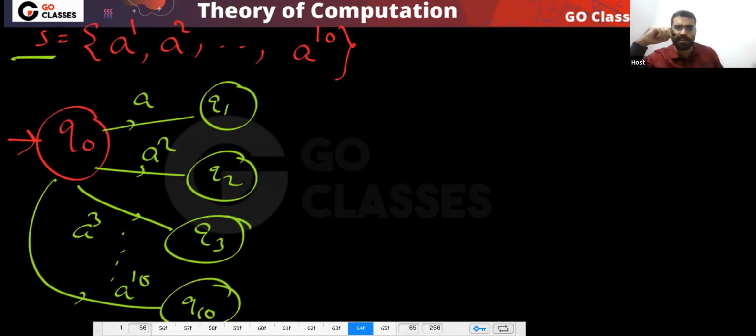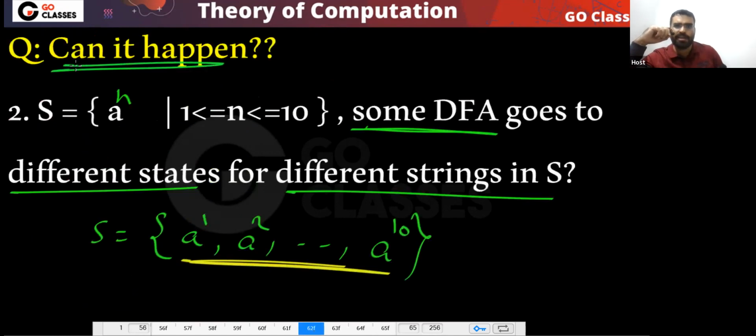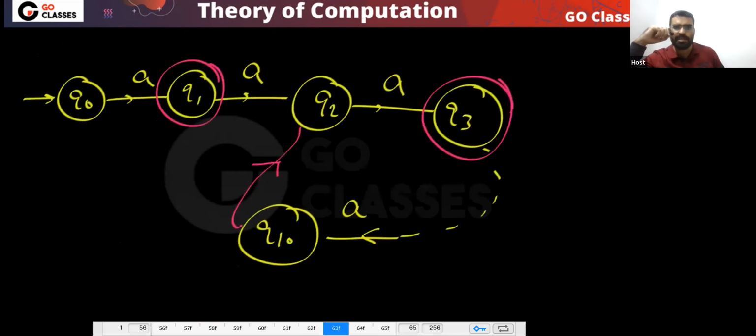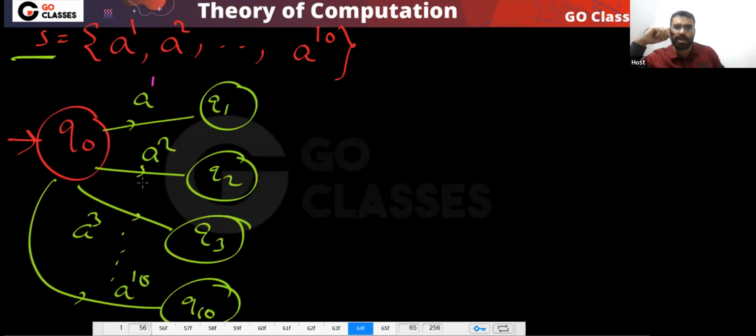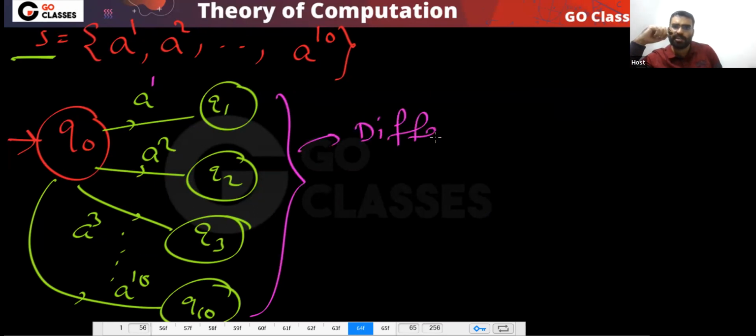So it can happen, right? This is my question. Can it happen that you can create some DFA for this set, such that different strings will go to different states? Like this I can create. So you can notice on all these strings, A power 1, A power 2, A power 3, A power 10, these are different states. All of them are different states.